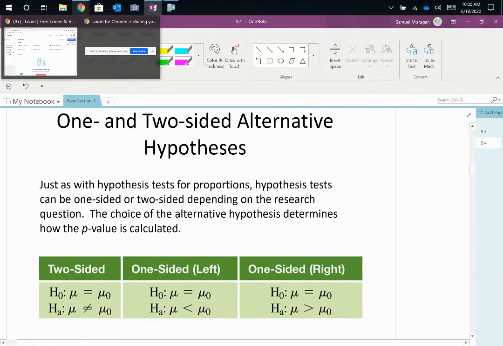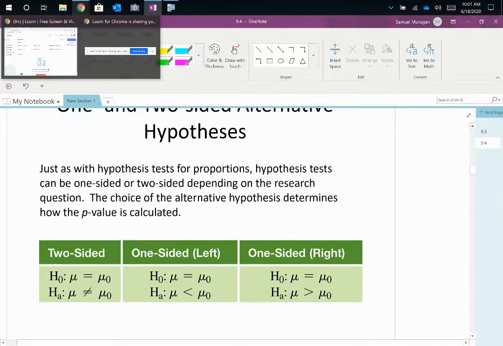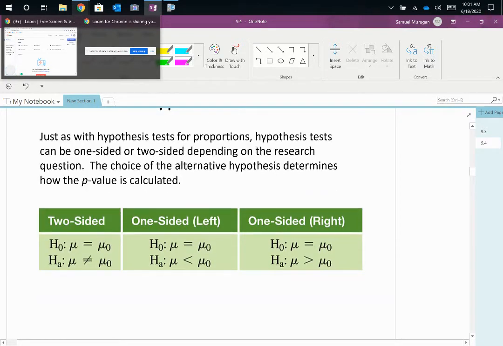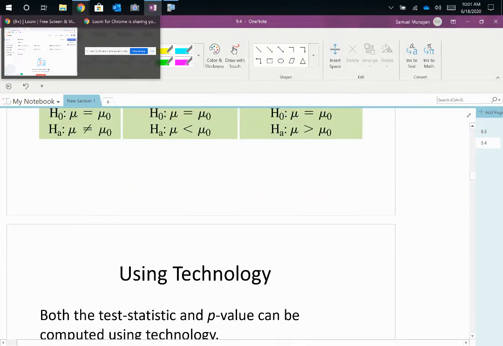Short discussion about one-sided and two-sided alternative hypotheses. Just as with hypothesis tests for proportions, hypothesis tests can be one-sided or two-sided depending on the research question. The choice of the alternative hypothesis determines how the p-value is calculated. And here's a demonstration. If it's two-sided, we put equal for the null, not equal for the alternative. One-sided to the left, always equal for the null, by the way. H0 is always equal. One-sided left, the alternative would be less than the null, and one-sided right, the alternative would be greater than the null.